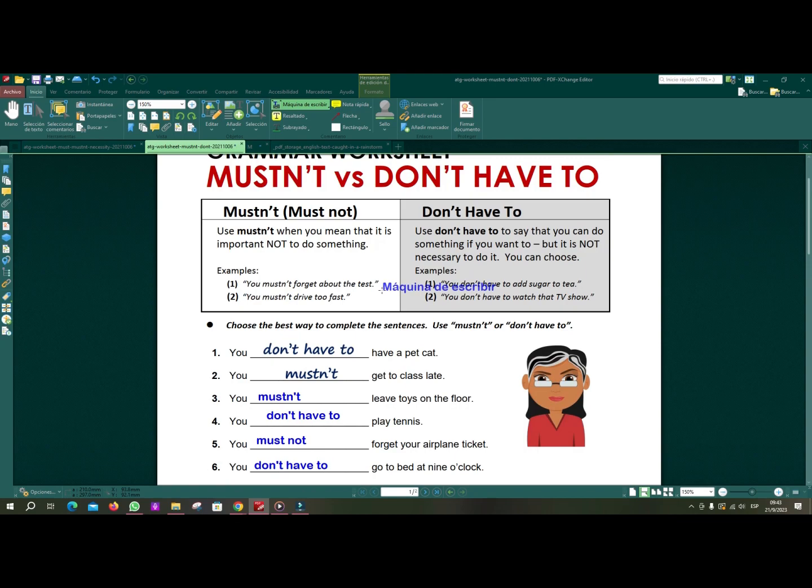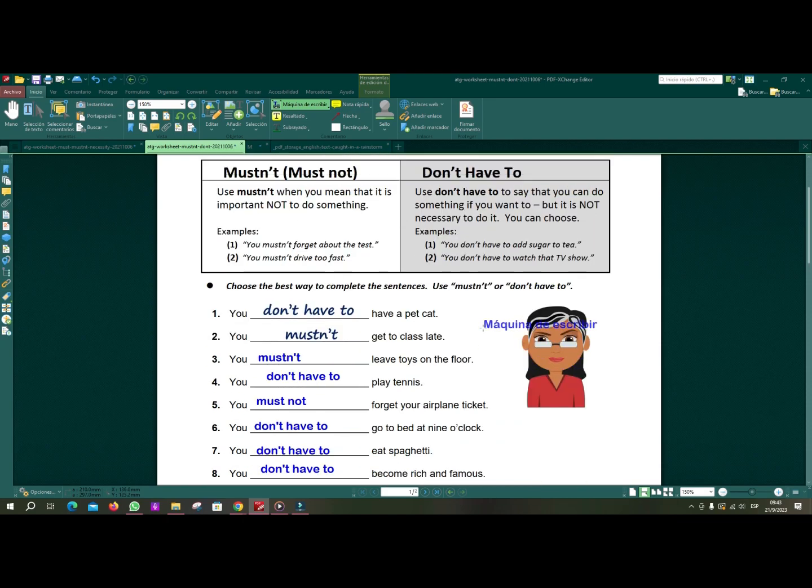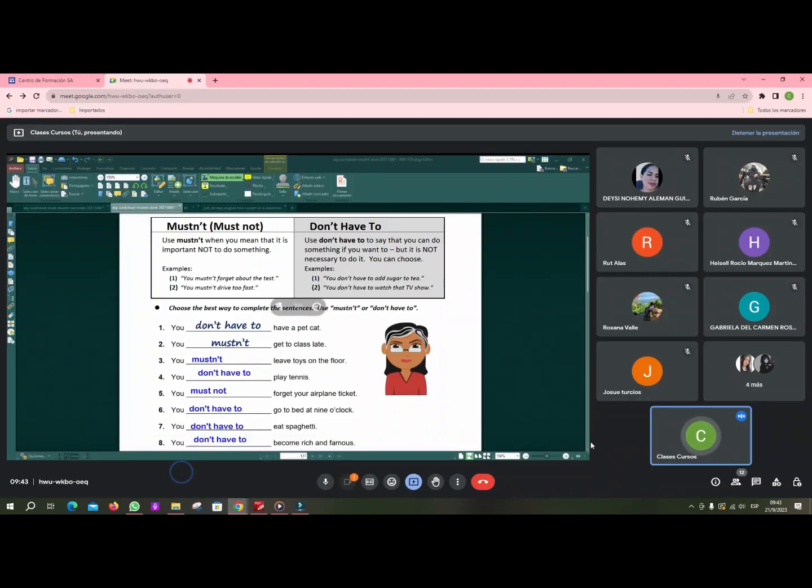Okay, so don't forget the difference between mustn't and don't have to. So mustn't, when you mean that it is important not to do something. Don't have to says that you can do something if you want to, but it is not necessary to do it. So you can choose about that. Okay, so I don't know if you have questions. Do you have questions, Miss Roxy? No?